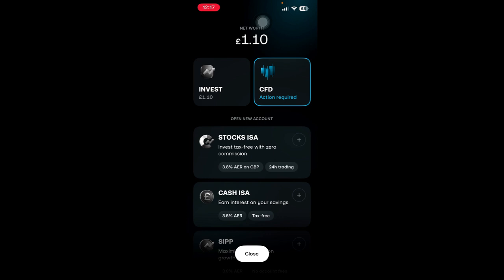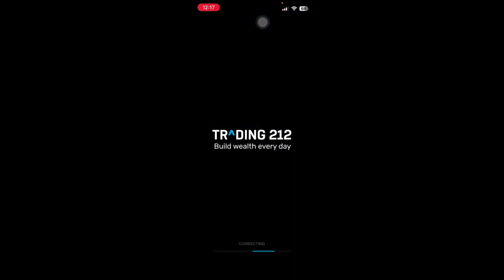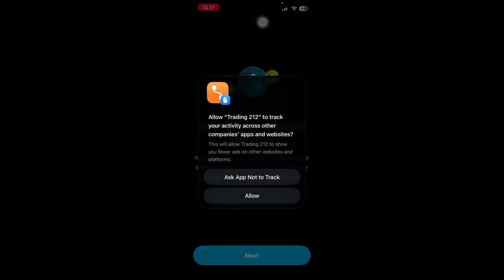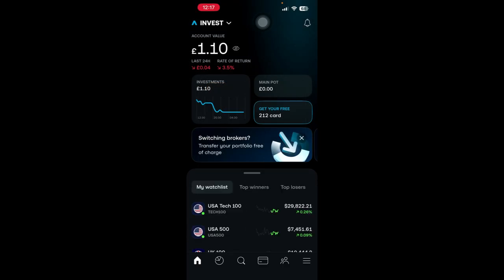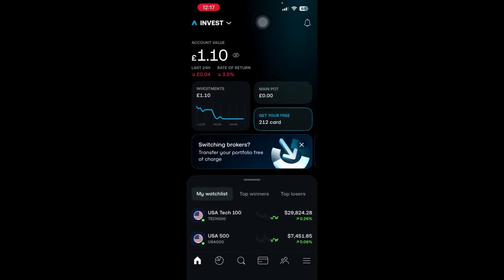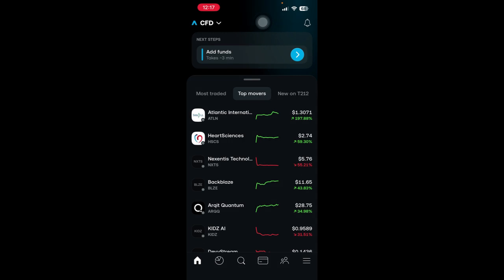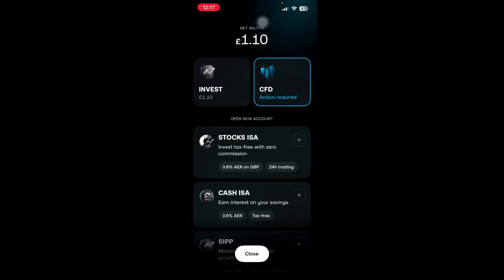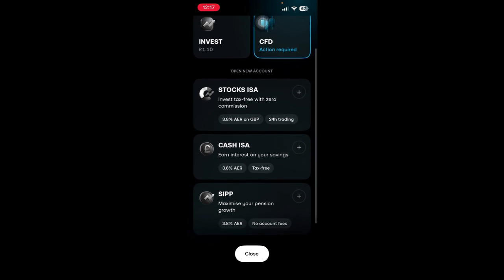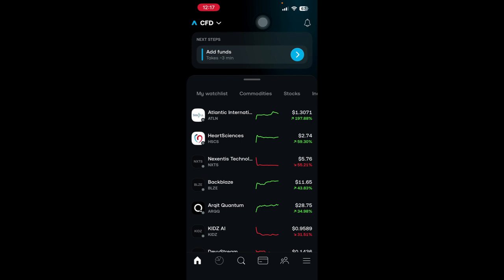And at the top, we can select different accounts. So you can have an investing account or a CFD account. Investing means you're investing in products for a longer period of time. You're not doing as short-term trades. Also, you have CFD accounts, which means that you can trade more frequently and you don't actually own any of the product. You're just trading on the position of whether the market goes up or down. And also here we can open other accounts like a cash ISA, etc.